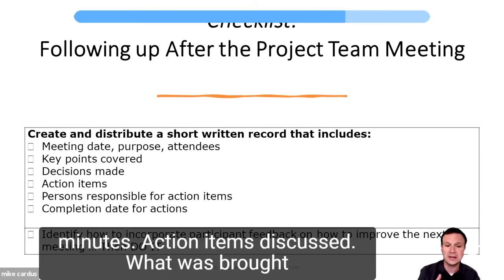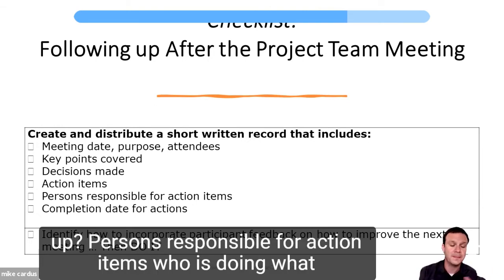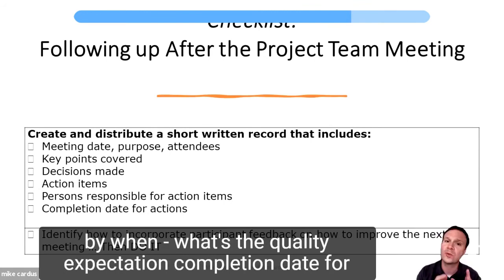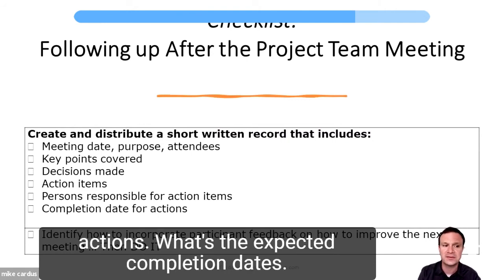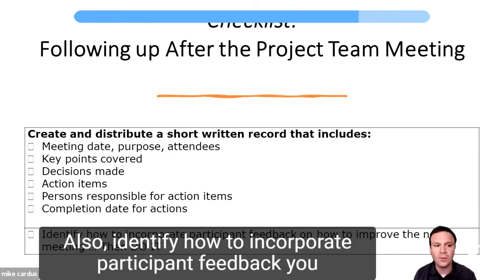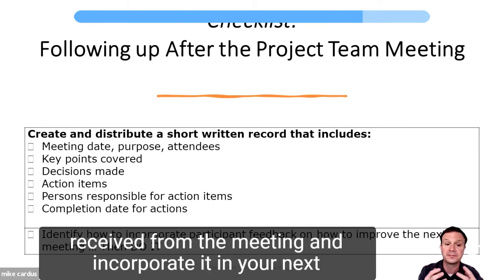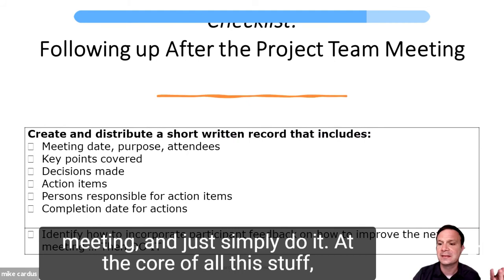Action items. What was discussed? What was brought up? Persons responsible for action items. Who is doing what by when? What's a quality expectation? Completion date for actions. What's the expected completion date? Also, identify how to incorporate participant feedback you received from the meeting and incorporate it in your next meeting and just simply do it.